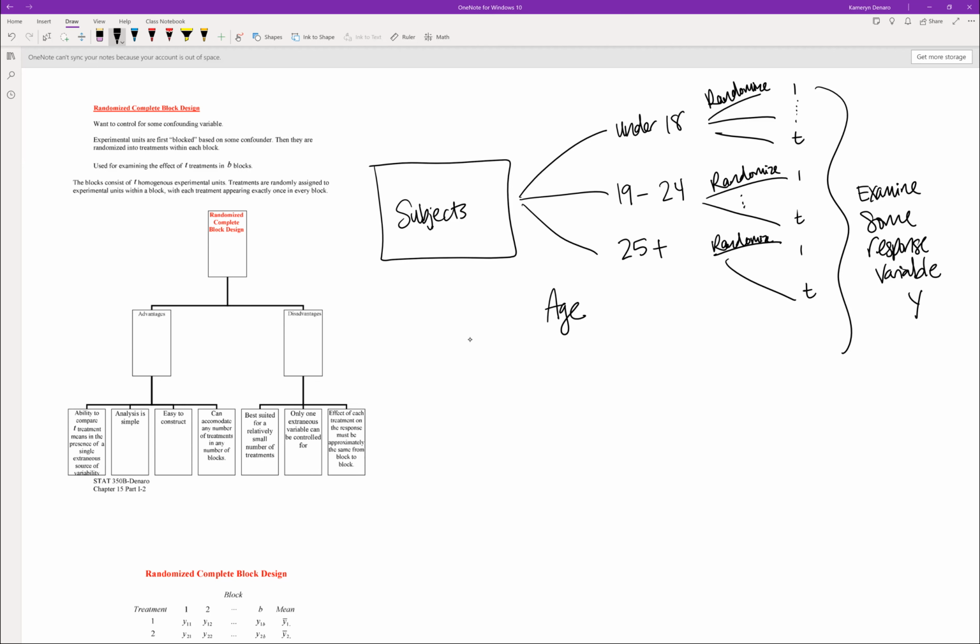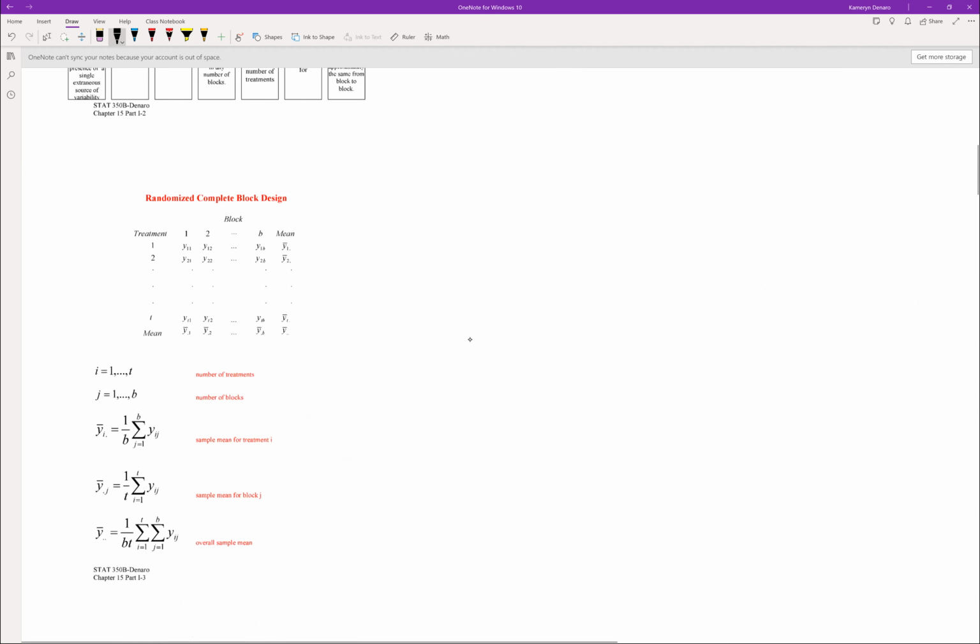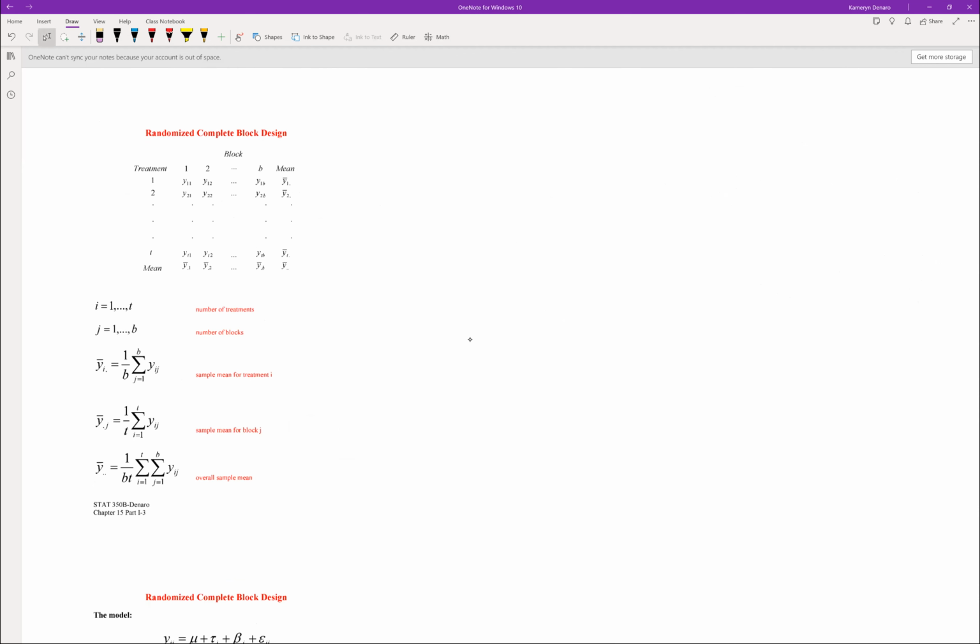What are some of the disadvantages? Well, this is going to be easiest when we have a relatively small number of treatments. And essentially, when we're just trying to block for one extraneous variable, we have to assume that the effect of each treatment on the response should be the same from block to block.